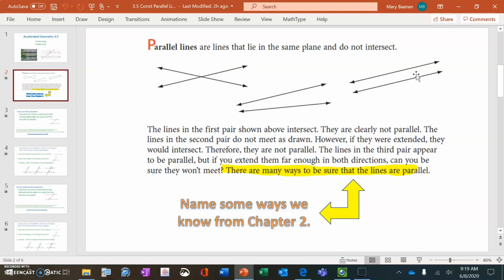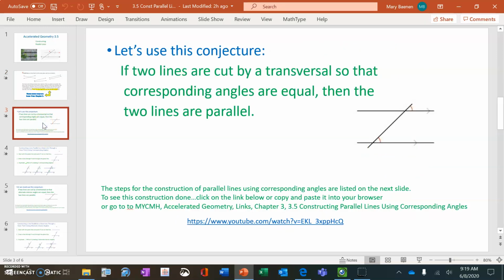If alternate exterior angles are equal, then the lines are parallel. If same side interior angles are supplementary, then the lines are parallel. And if same side exterior angles are supplementary, then the lines are parallel. So out of those 5 conjectures, we're going to use 2 of them today.